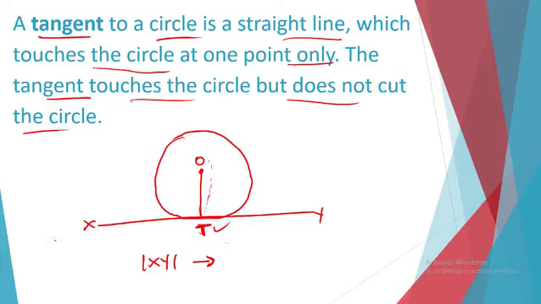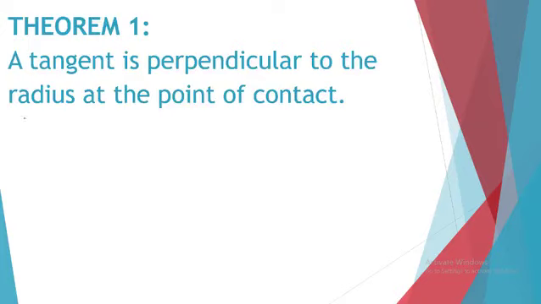And then the line OT is the radius of the circle. So we've now understood what a tangent means. Let us look at the theorems of these tangents. The first theorem says a tangent is perpendicular to the radius at the point of contact.